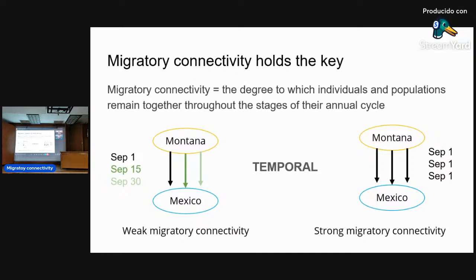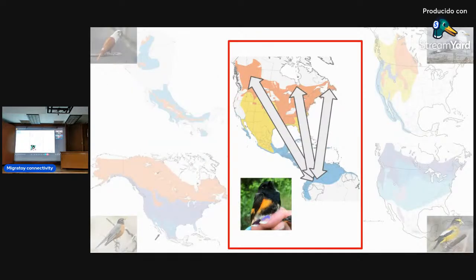And so regardless of spatial or temporal connectivity, you can imagine that the degree of migratory connectivity exhibited by a migratory bird is going to influence which threats it's exposed to, and in turn, how those threats scale up to impact breeding and non-breeding distributions and abundance of migratory birds.